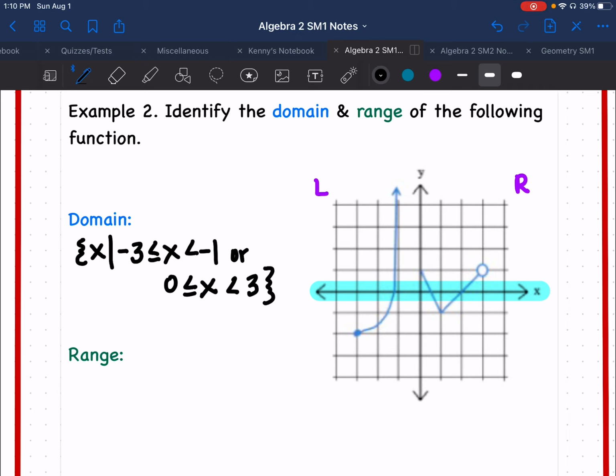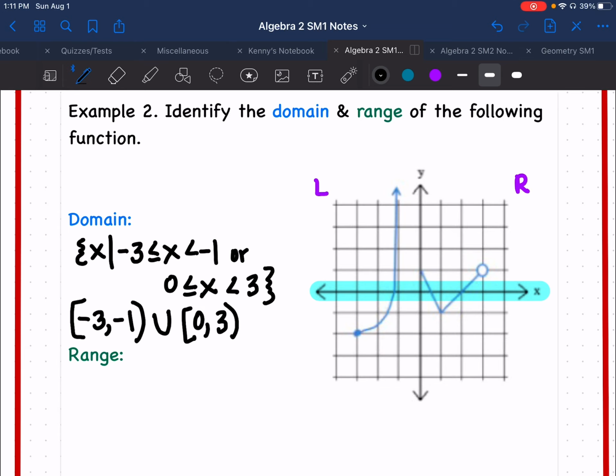If I were to do this as interval notation, I would simply say negative 3 comma negative 1. I would put a bracket and a parenthesis, because notice that it's closed and it's continuing forever like our infinity. This is closed because there's nothing there, and then this is open. So I could say union, or I could write the word or, 0 to 3.